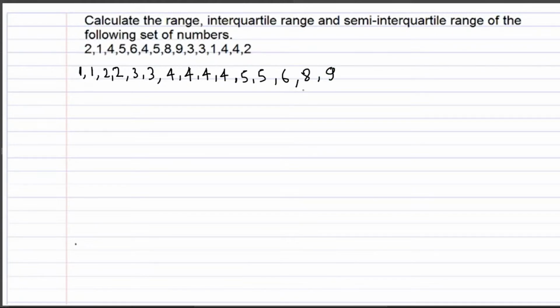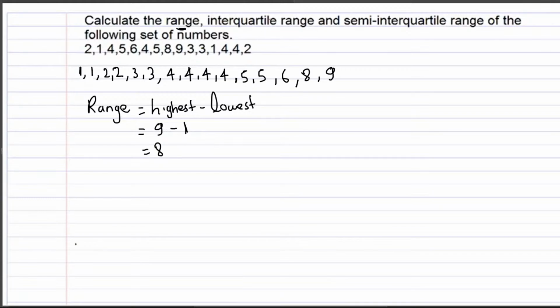Once we have done this, we can go ahead and solve our first one, that is, calculate the range. The equation for the range is basically highest minus lowest. Here you have to see which number is the highest, that is 9, and which number is the lowest, that is 1. So 9 minus 1 is 8. That is our range.